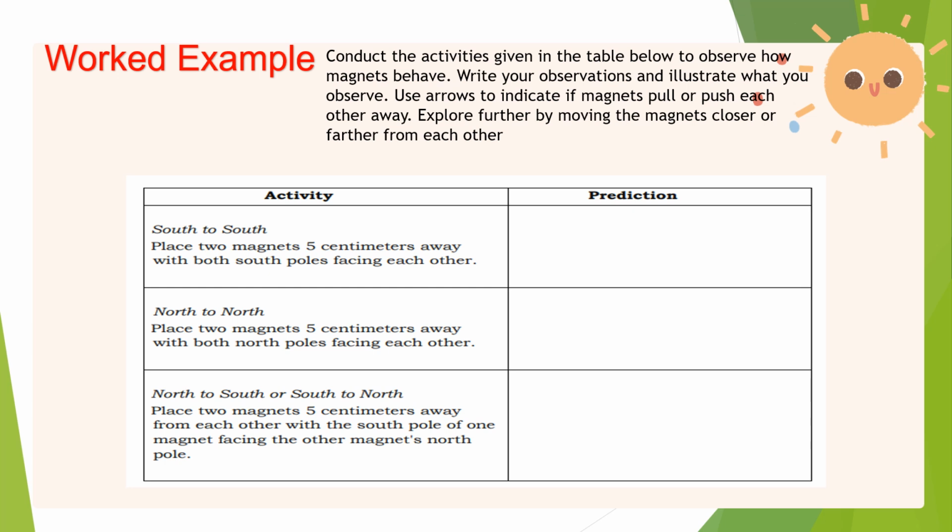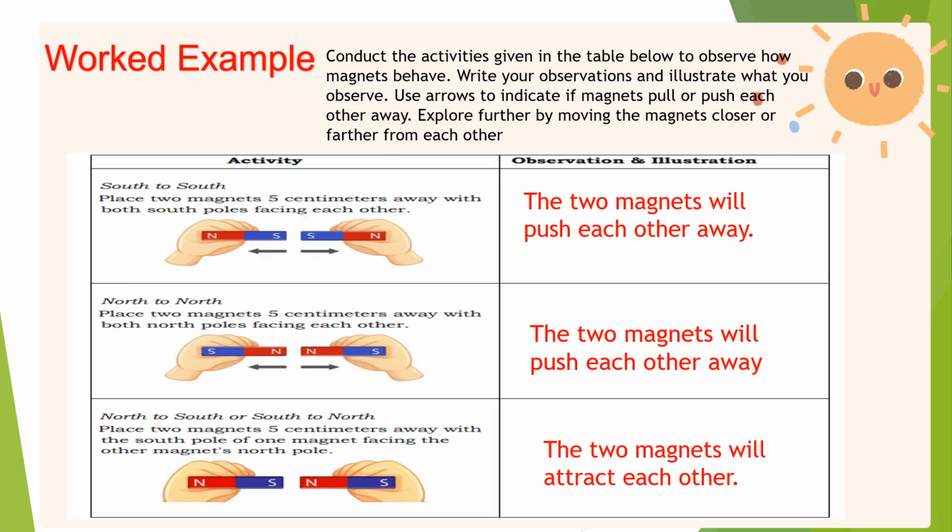Now, let's do this activity. Given in the table below, observe how magnets behave. Then write your observation and illustrate what you observe. Use arrows to indicate if magnets pull or push each other away. Explore further by moving the magnets closer or farther from each other. Okay, check if your answer is correct.